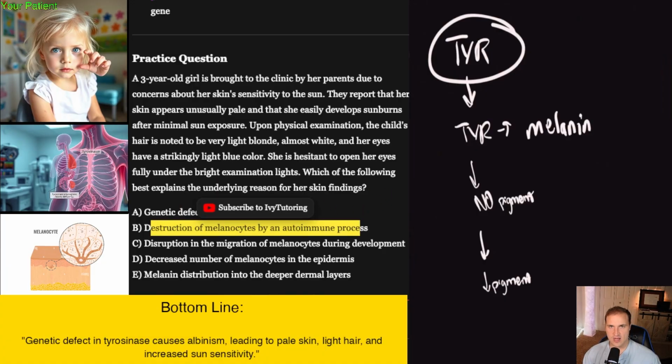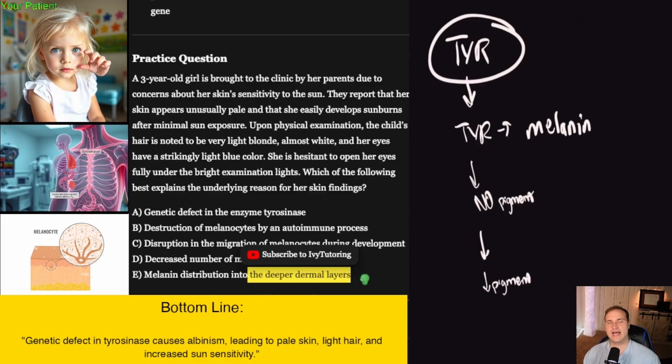Let's talk about these other answers. So the autoimmune destruction of melanocytes would be vitiligo. That's the localized depigmentation. That's acquired patchy, and you would have normal eye and hair color. Disruption of the migration of melanocytes, that's in Waardenburg syndrome. So not it. Decreased number of malignant melanocytes, that'd be like a nevus, like a birthmark. And the melanin distributed to the dermis, those will be the bluish patches in the infants, not the generalized hypopigmentation.